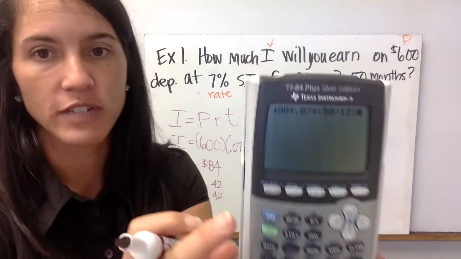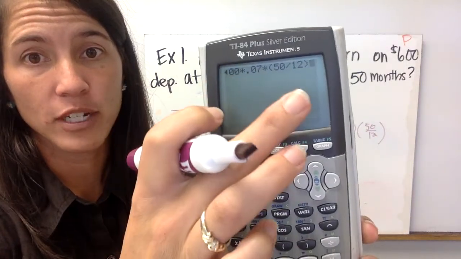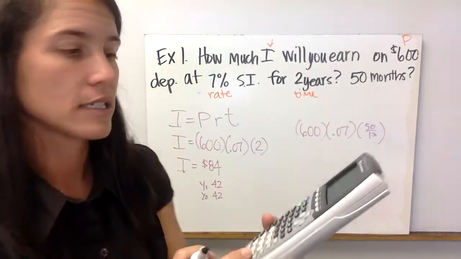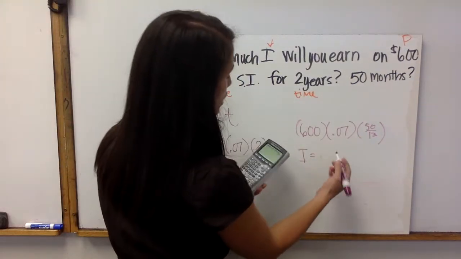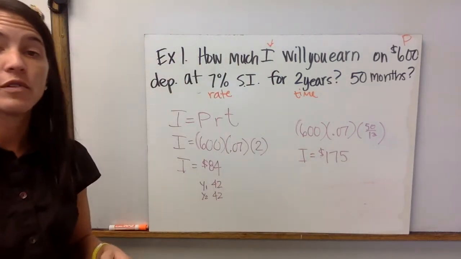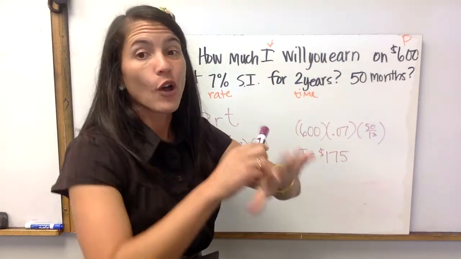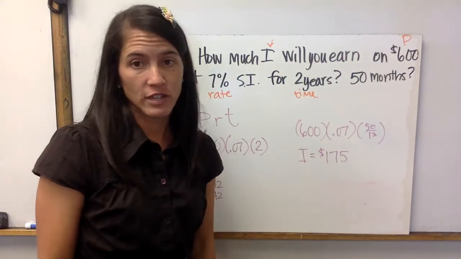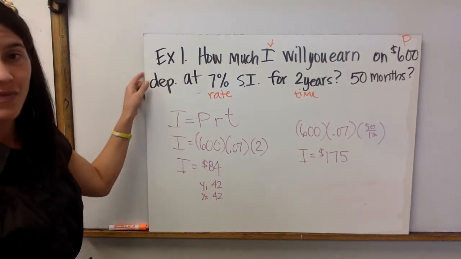Now I'm going to show you what I've typed in. It might be backwards, I don't know. But I typed in 50 divided by 12, and I put it in parentheses. And our interest, if we leave it in longer, is going to be $175 over those 50 months. So that's the interest over those 50 months. We've earned $175 interest on that $600. All right, some more examples.